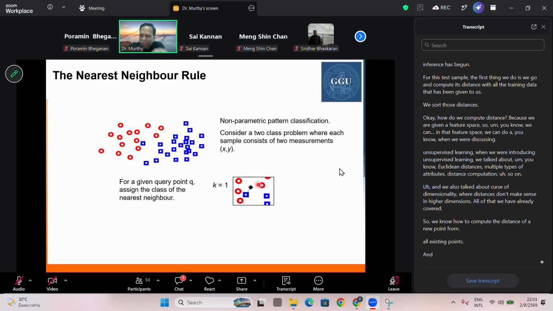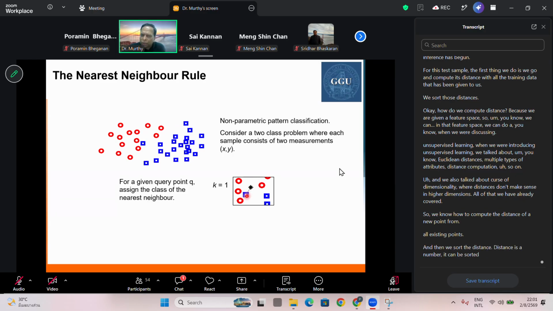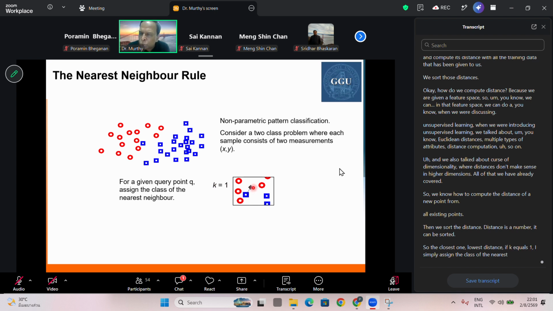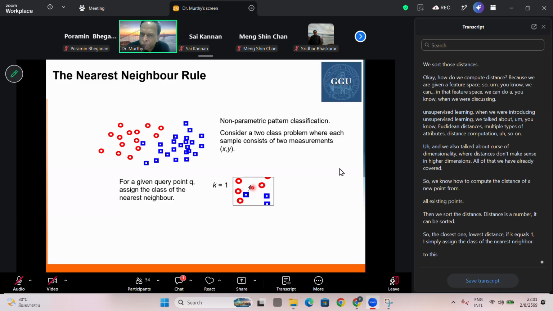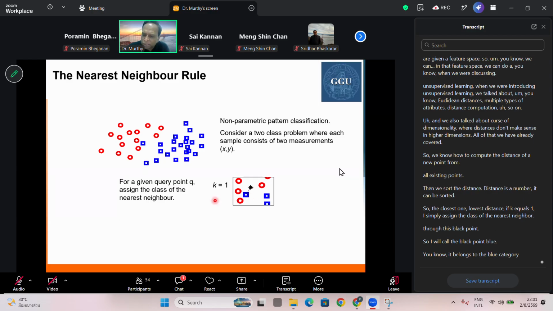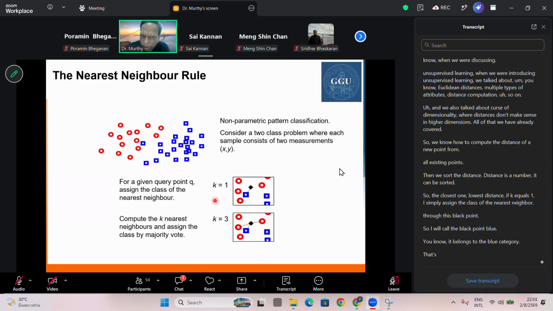And then we sort the distances. Distance is a number. It can be sorted. So for the closest one, the lowest distance, if k equals 1, I simply assign the class of the nearest neighbor to this black point. So I will call the black point blue. It belongs to the blue category. That's how one nearest neighbor would work.